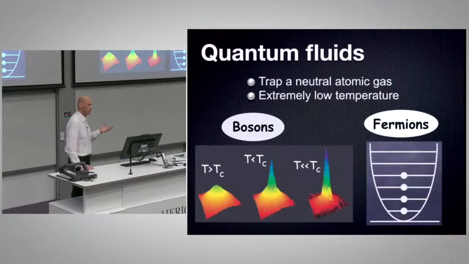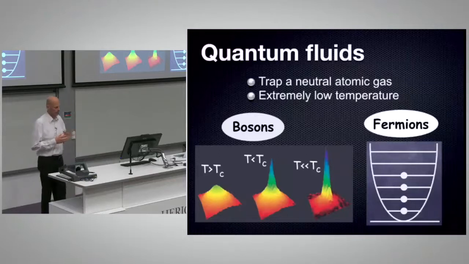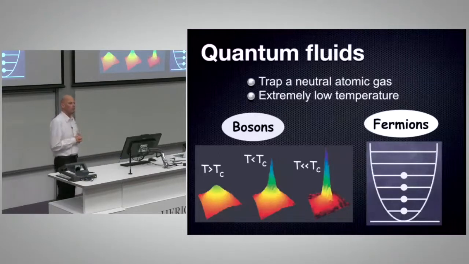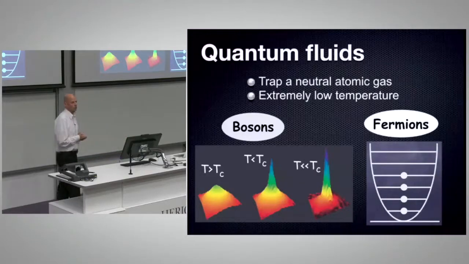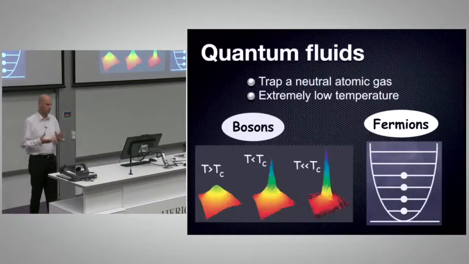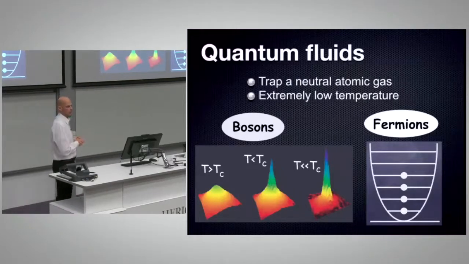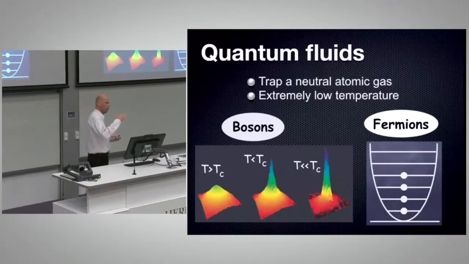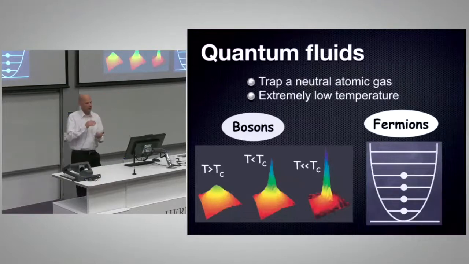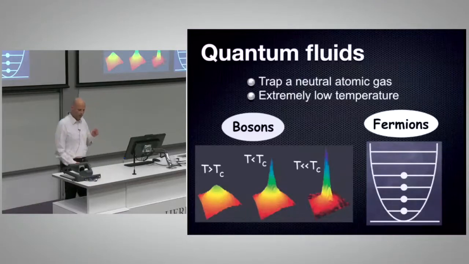Take, for instance, this room here and the air inside this room. The molecules at room temperature here, as far as physics goes, they're just classical tiny balls flying around, bumping into each other, and there's no quantum physics involved, you could argue. It's a completely classical picture. When we lower the temperature of, say, a gas of atoms, what's going to happen is that the lower the temperature is, the slower the atoms are.